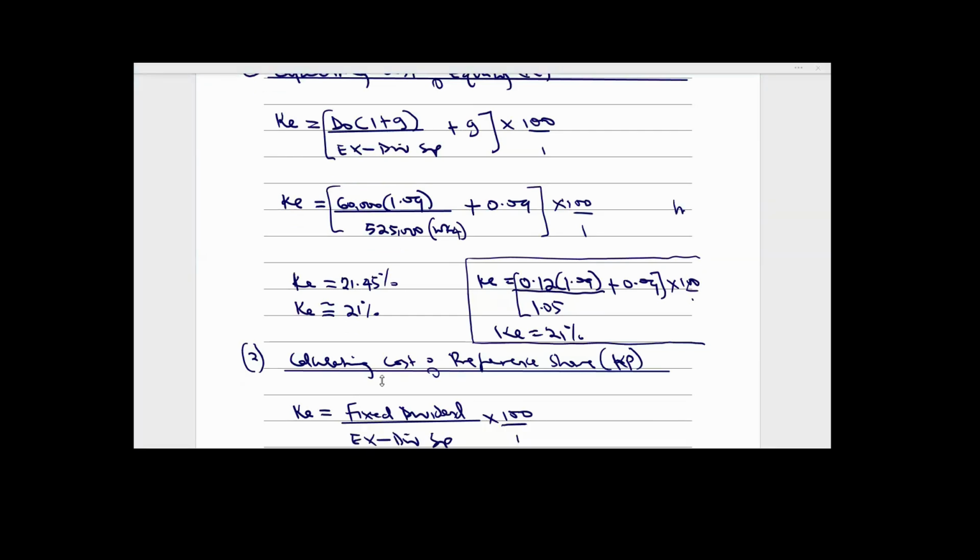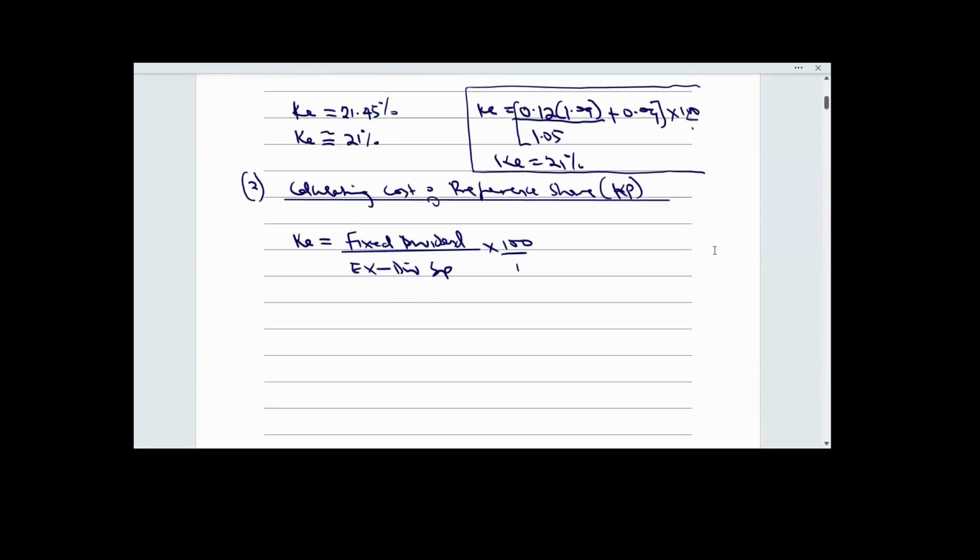0.12 multiplied by 1.09, divided by XD share price of 1.05, then plus the growth rate of 0.09. That's 0.2145 multiplied by 100%, 21.46. All right. So that's it. Approximately 21%. So whether you use par value or you use absolute value, you are expected to get the same answer. So that's that.